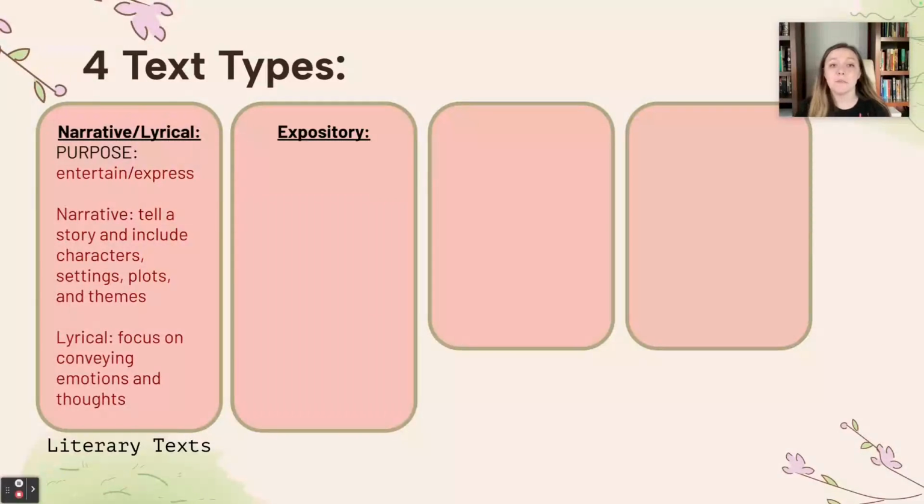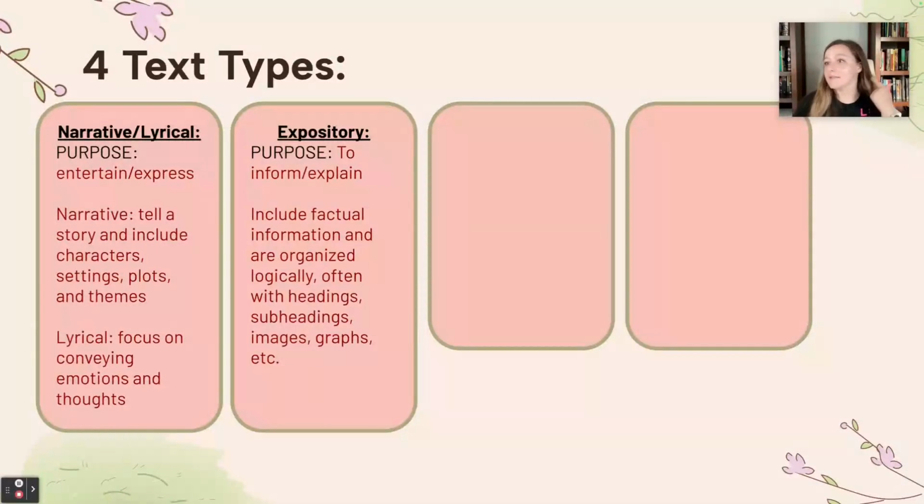We also have expository text types. These are texts where the author is hoping to inform you or explain something to you. They include facts, they're organized logically, they have headings and subheadings and images and captions and graphs. These are things like articles and textbooks and reports, those informational texts.